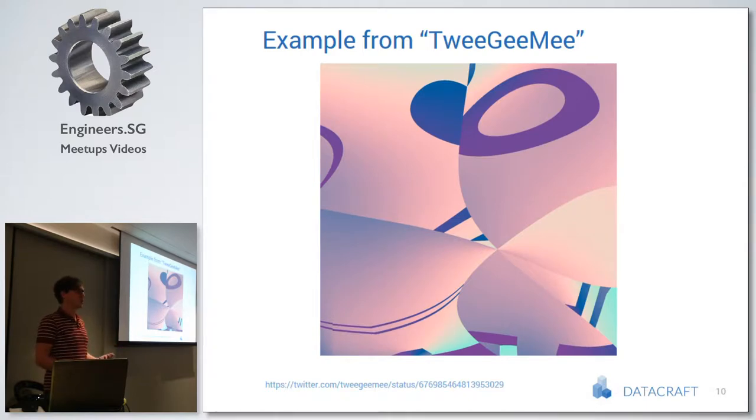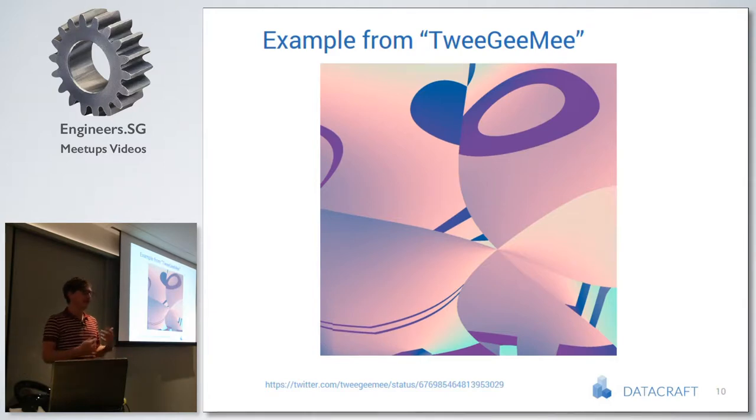It turns out that's quite easy to do in Clojure, because if you think about the syntax of Clojure, a form with different components, it's almost like an abstract syntax tree. And then you can use genetic algorithms to swap and replace those different branches of the tree. And that's how TweegeeMe evolves these images.